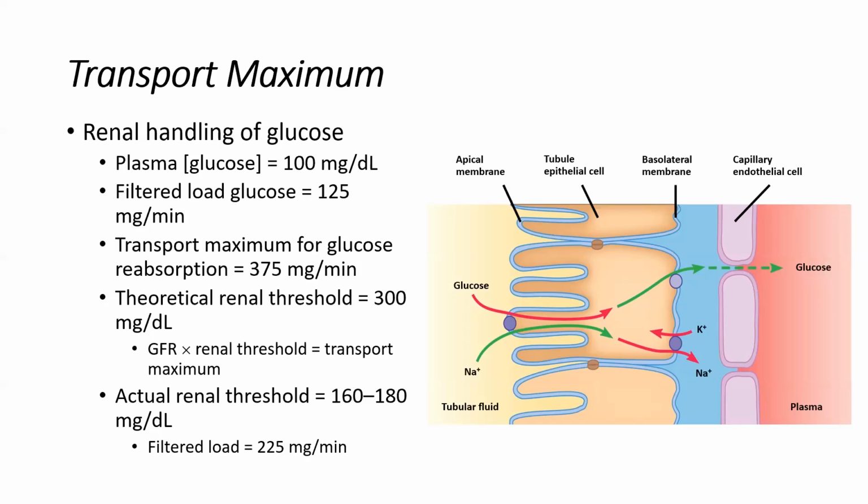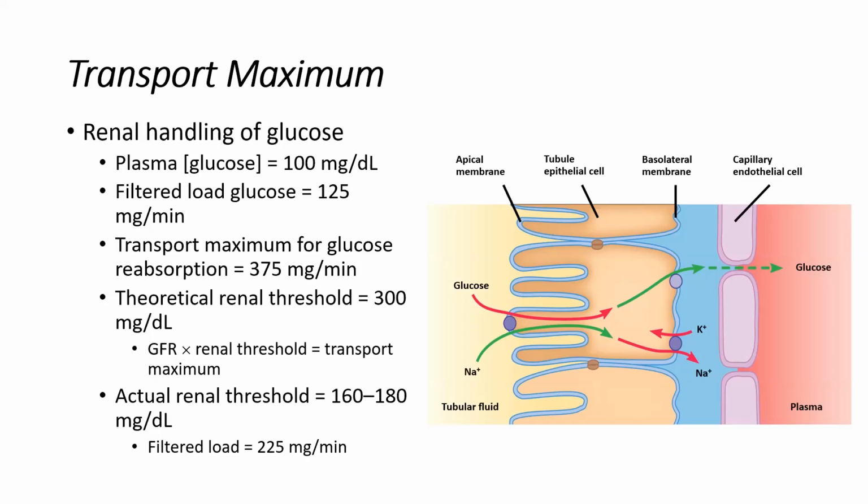But in actuality, what clinicians see and what we actually measure in human physiology is that the renal threshold is closer to about 160 to 180. Meaning that when we see patients with glucose levels of 160 to 180, we already begin to see glucose spilling into the urine. And so there's that disconnect between the theoretical renal threshold and the actual renal threshold. And that is not clearly understood, but we know that there's that difference, right? Why is the glucose spilling into the urine at lower glucose concentrations than we would calculate theoretically?